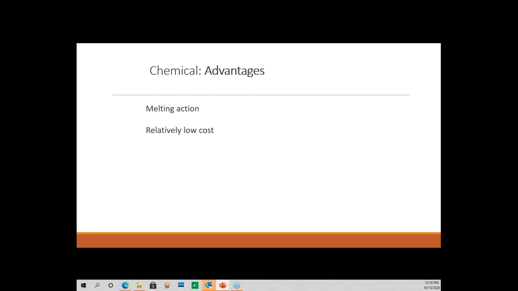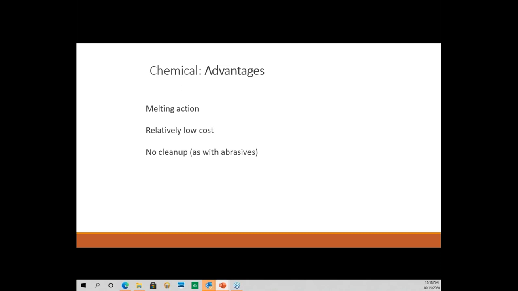Chemicals, your sodiums, your salts, they're fairly low cost. There are enhancers that you can buy from your suppliers that are supposed to enhance the ability of the salt, the sodium chloride or the mag chloride. But look at whether you're going to gain enough of a benefit to use that enhancing type of item.